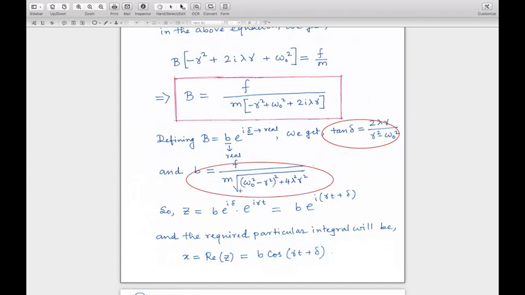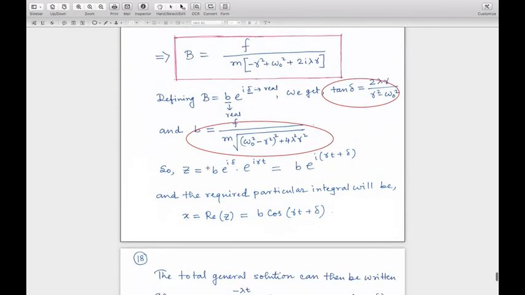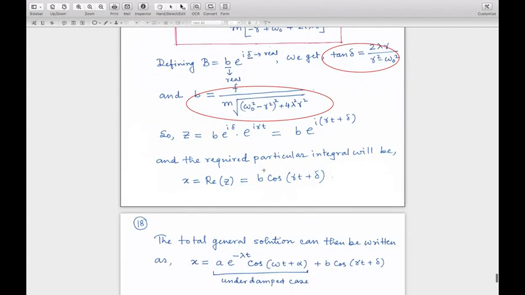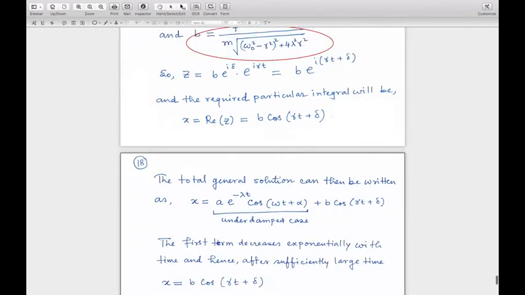Remember, there is a square root over here for small b, and for the capital B there is no square root. Okay, so that is something to remember. Now Z is equal to, then I just replace the value of B over here by small b e to the power i delta. So Z will be simply B times e to the power i (gamma t plus delta). And then the required particular integral will be the real part of this Z, which will simply be b cos(gamma t plus delta).